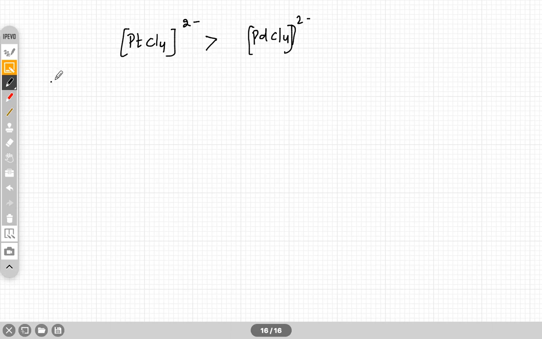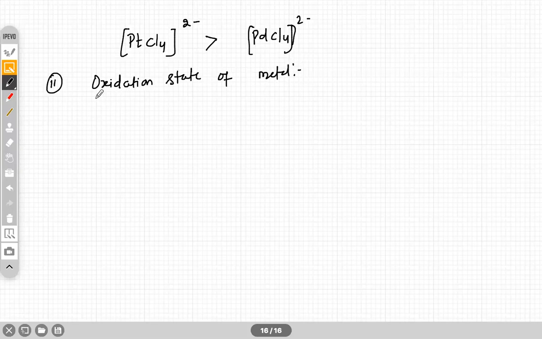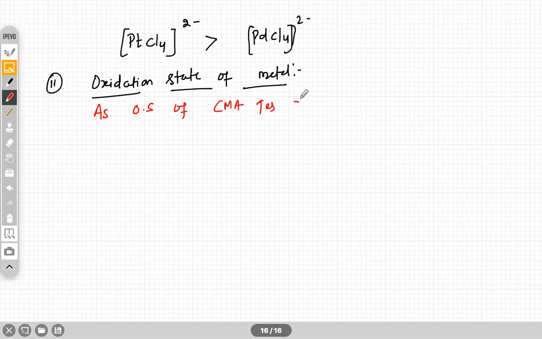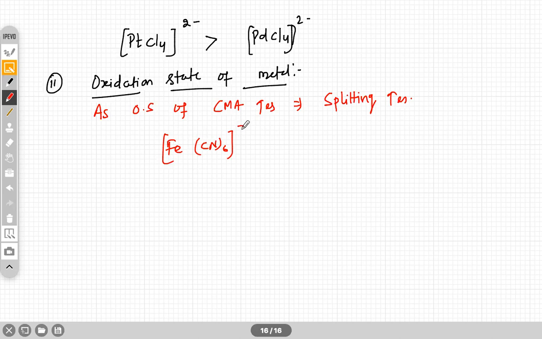Okay. The second factor we have is the oxidation state of metal. As the oxidation state of the CMA, central metal atom, increases, the splitting increases. Because more positive charge, more will be the attraction, and hence more will be the repulsion in the d orbital, more will be the splitting. So easily you can compare [Fe(CN)6] 3 minus and [Fe(CN)6] 4 minus. Obviously, in the first one, the repulsion will be more.